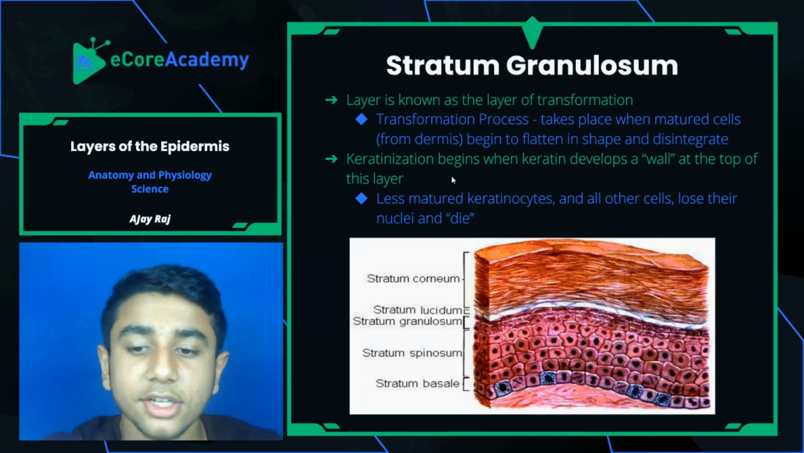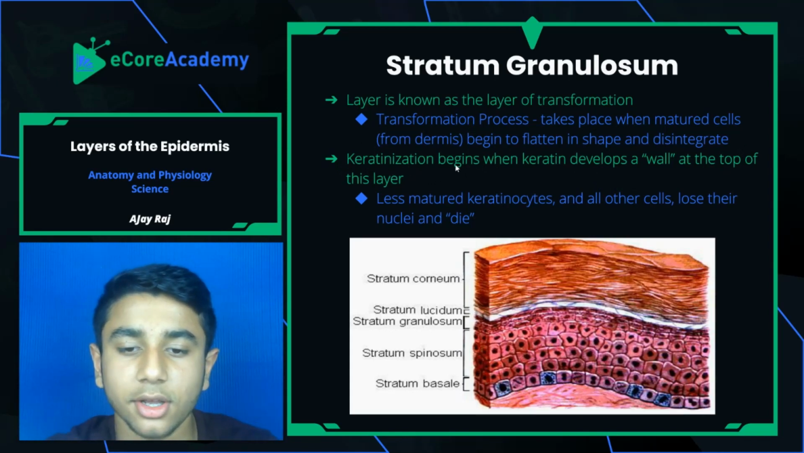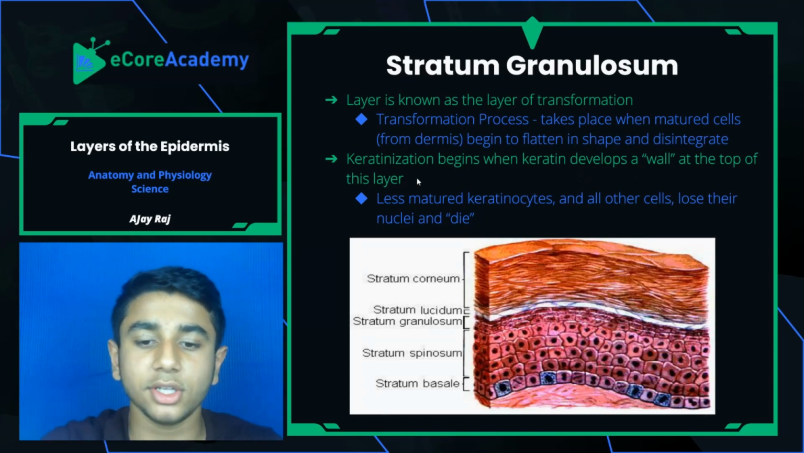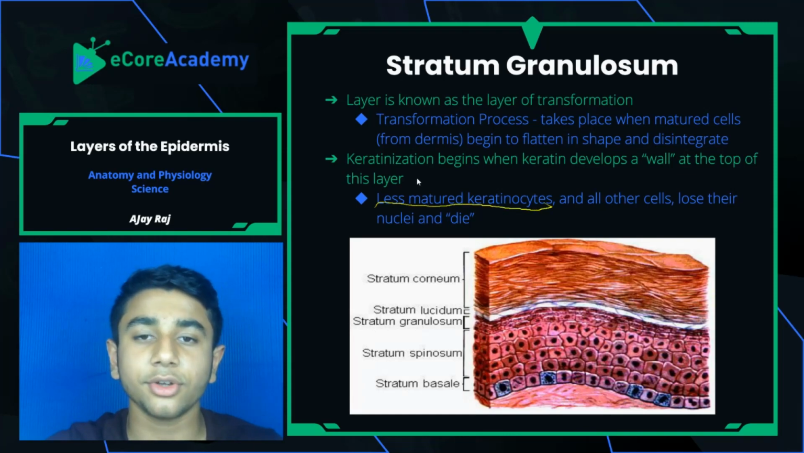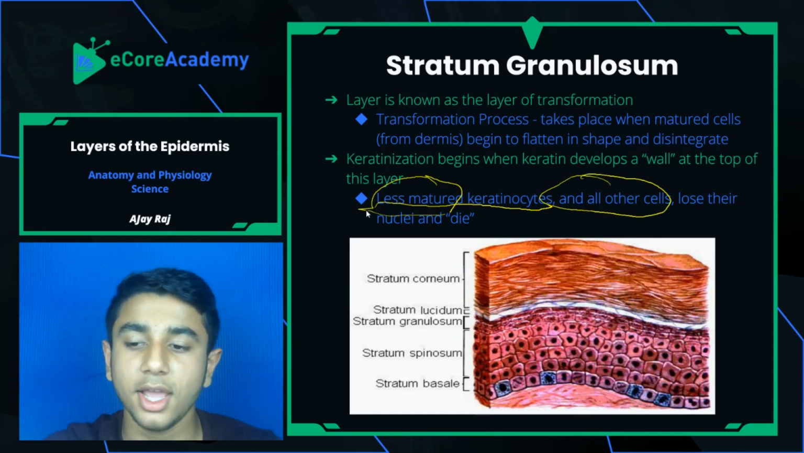And keratinization also occurs here, not just the transformation process. Keratinization begins when keratin develops a wall at the top of this layer. And that's one of the only cells in this layer that actually doesn't go through that transformation process. However, not all keratinocytes actually survive this transformation process, only a certain type or a certain amount. These less matured ones actually die, as well as all other cells that begin that dying process and that transformation process in which they lose their nuclei and die.